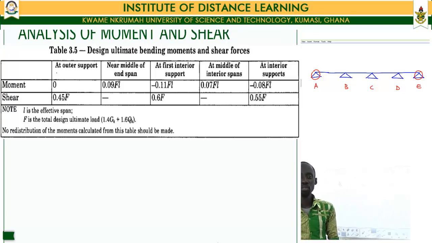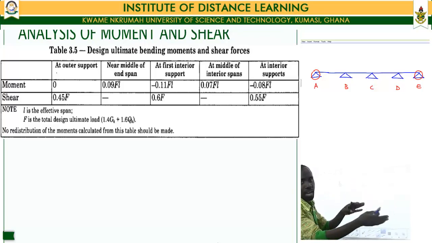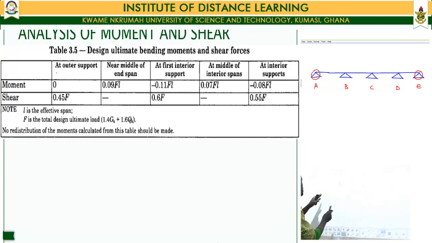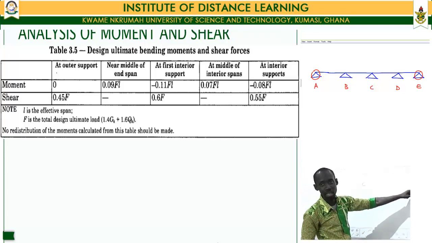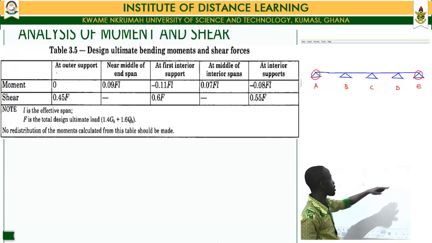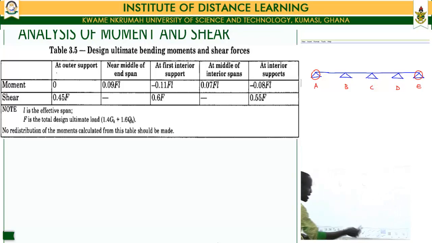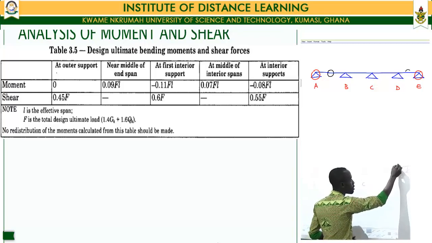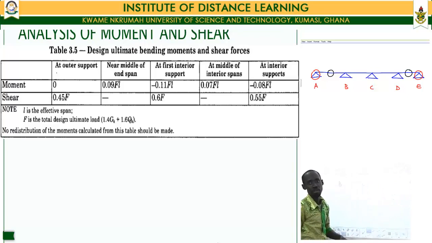The second column talks about the near middle of end span. Now, the near middle of end span refers to the two end spans, or the spans at the end of our beam, in which case you are looking at the span between A and B and the span between D and E. So the near middle of end span is referring to the moment and the shear that will occur at the mid portions of our end span.